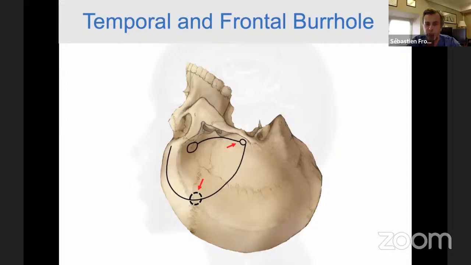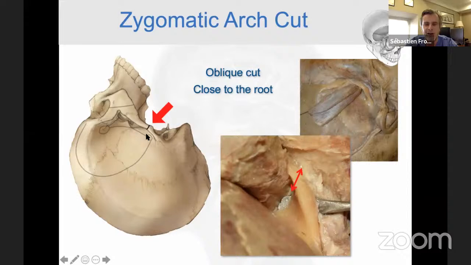Two other burr holes, two or three or four, whatever you need to preserve the dura mater. The number of burr holes is only made to preserve the dura mater when you elevate the bone flap. So if it's an old patient, you do have to do more burr holes because the dura is usually stuck to the bone. First cut is an oblique cut at the level of the zygomatic arch. Here, posteriorly, it should be oblique. You should not leave a piece of zygomatic arch because it will be very difficult to lower the temporalis muscle.